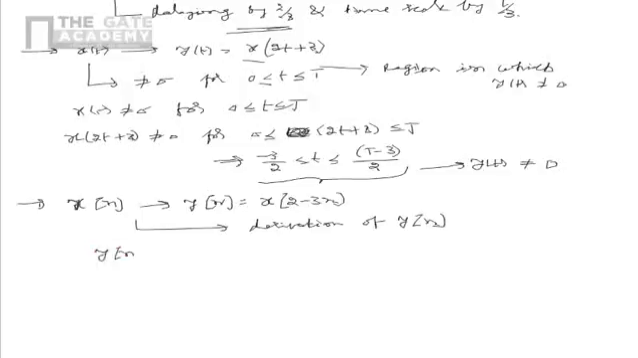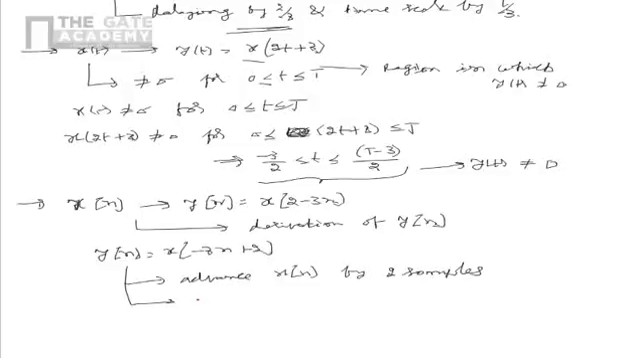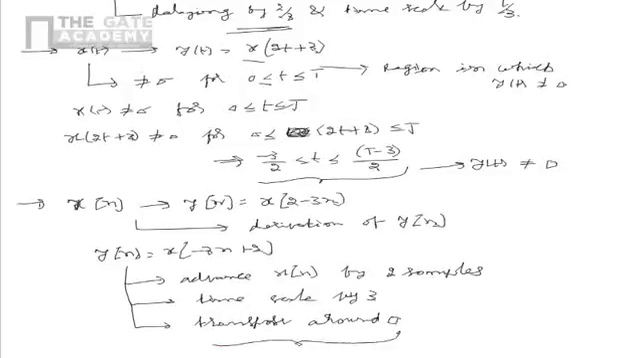In this case it's given that y of n is equal to x of minus 3n plus 2. So y of n is obtained from x of n by advancing x of n by two samples, then time scale the obtained signal by 3, then transpose the resultant signal around 0. So by performing these operations, we can get the required y of n from x of n.